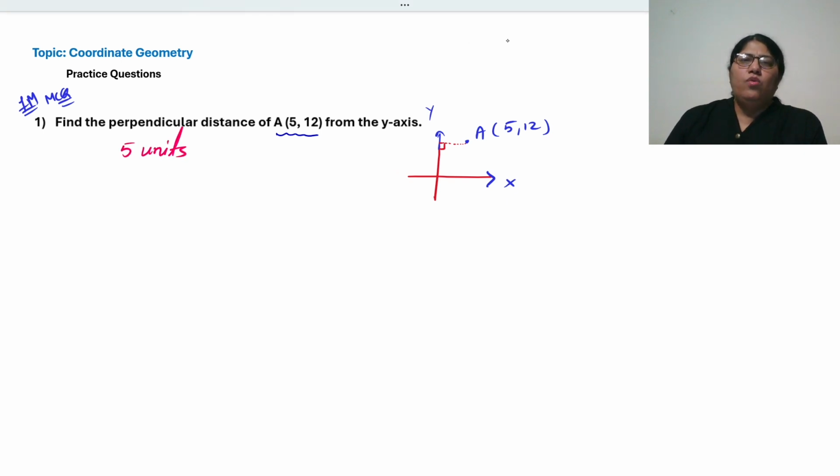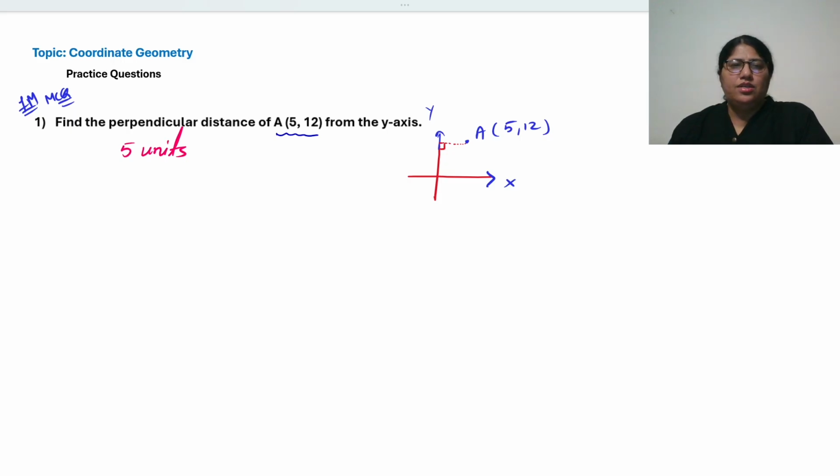Other than that, what is the perpendicular distance of this A from the x-axis? It is going to be 12 units, which is the y coordinate. So here, because they are asking from the y-axis, our answer is 5 units. So it is a one marker MCQ type question. Now let us see the next question here.